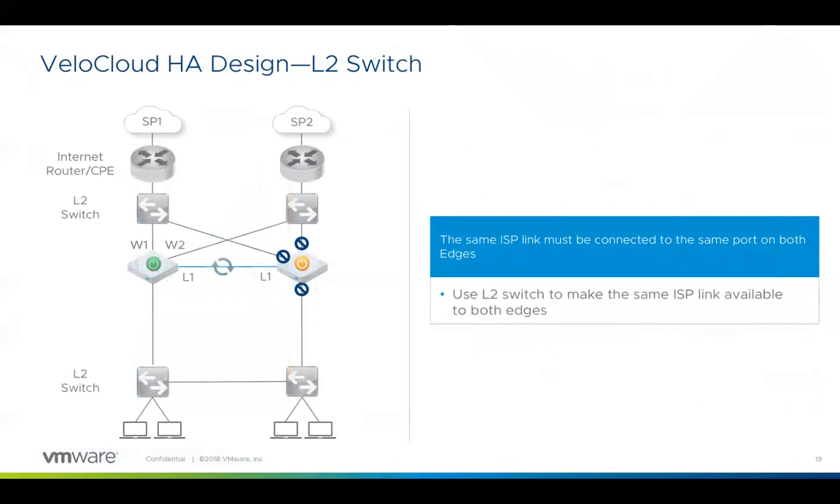And so as we discussed earlier, for the native HA, we basically require a L2 device on the WAN side, so that both of the edges can be connected exactly the same way. And so the standby would be a mirror image of the active. From a configuration standpoint, in the VeloCloud orchestrator or the VCO, only one edge needs to be provisioned in the native HA mode.